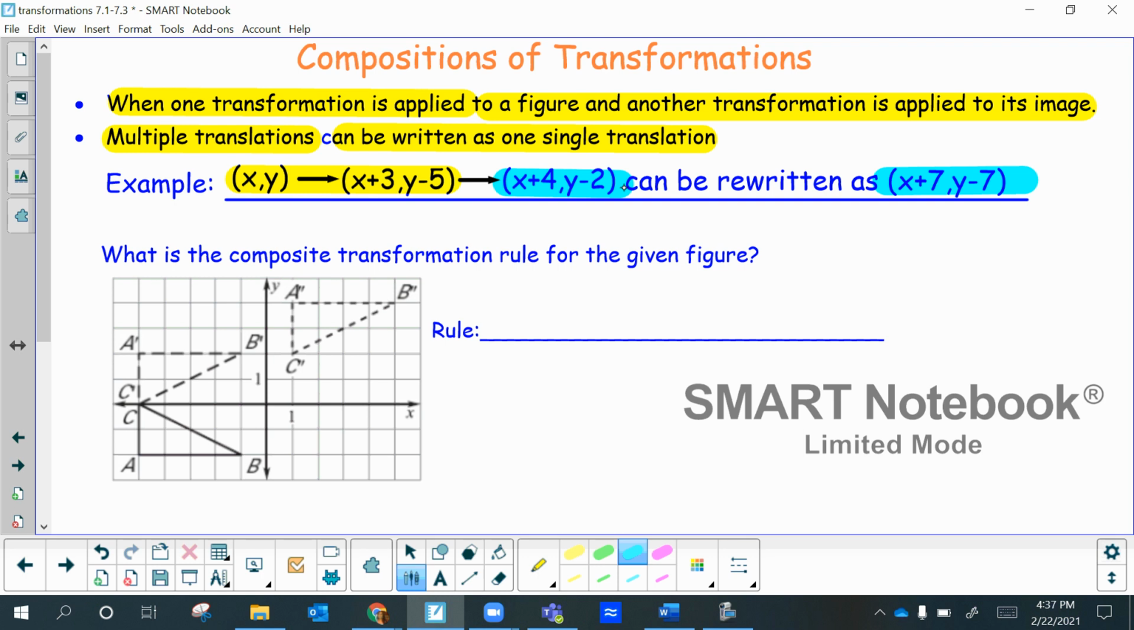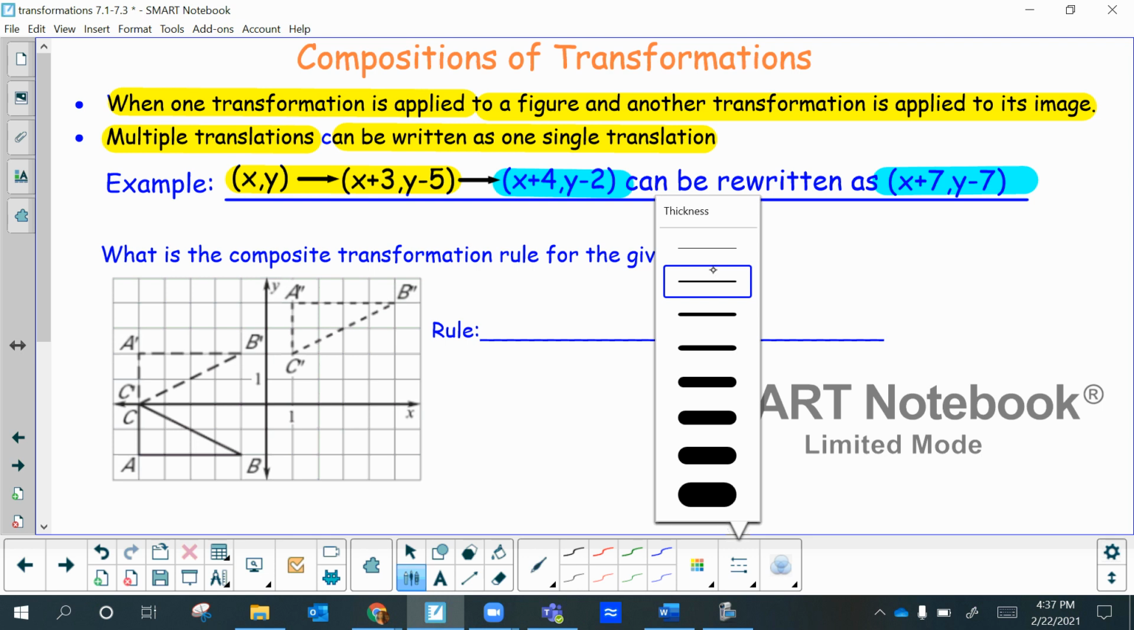It can be different types of transformation. So we're going to write a rule for this one here. We have triangle ABC down here. This is the pre-image. Here's image number 1, and then here's image number 2. You have to call out what each one is. This one is a reflection over the x-axis, and then it looks as though we slide it to the right and up. So let's write that down.